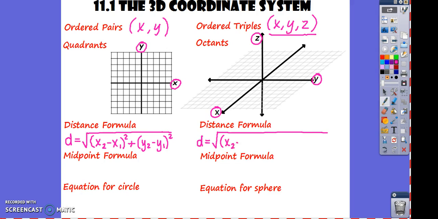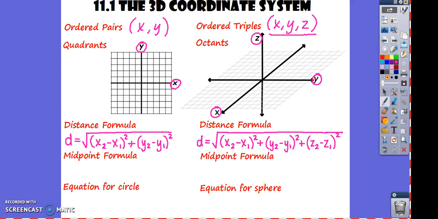We could go through why and how this works, but it actually works just like you would want it to work, how you'd expect it to work. It just adds that one more term where we find the distance between the z-coordinates and include it in sort of an extended Pythagorean theorem. It's actually a few Pythagorean theorems kind of combined together.